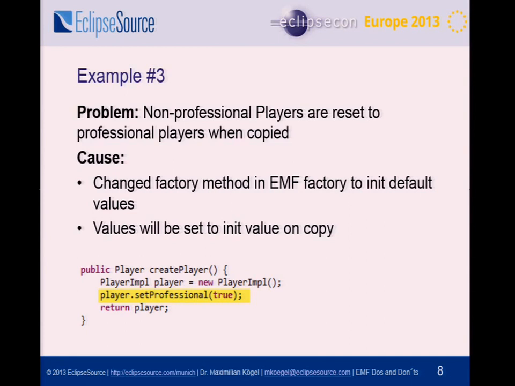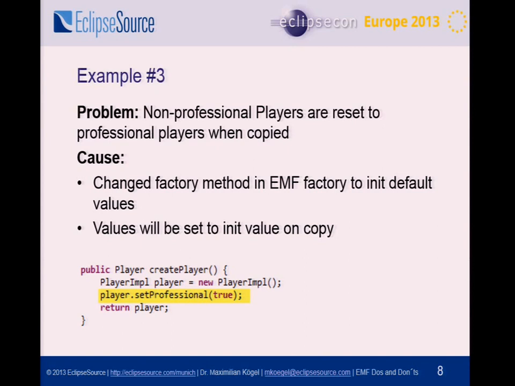And this time, what has been changed is, for every entity that you have, these generated factories. So we have a bowling factory for the players and it has a method create player. And someone put something into that method for default initialization, probably. And it sounds like a good idea at first. Okay, let's just set players to professional players. That's the default. And they're initialized correctly.